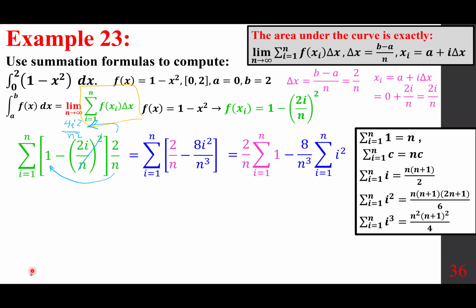So we need to find this, which is this one. We need to find this, which is this one. So plug it in. So we are going to write 2 over n times n minus 8 over n cubed times this fraction.